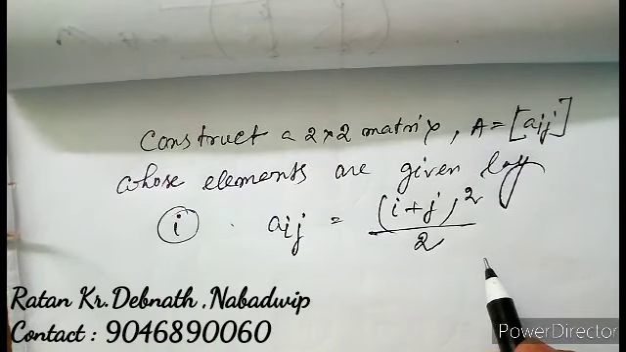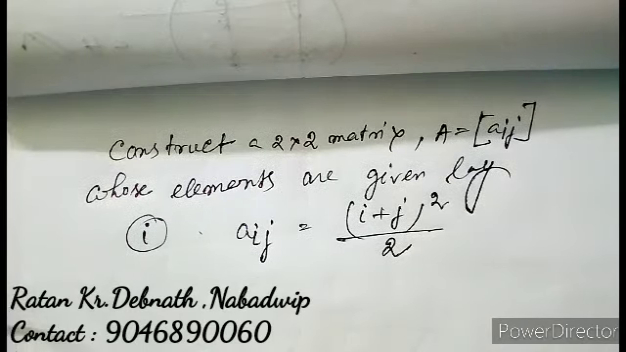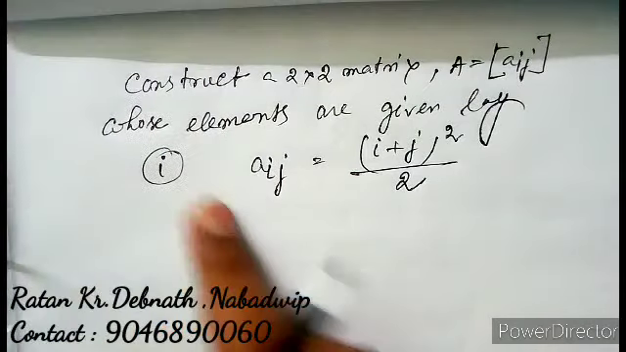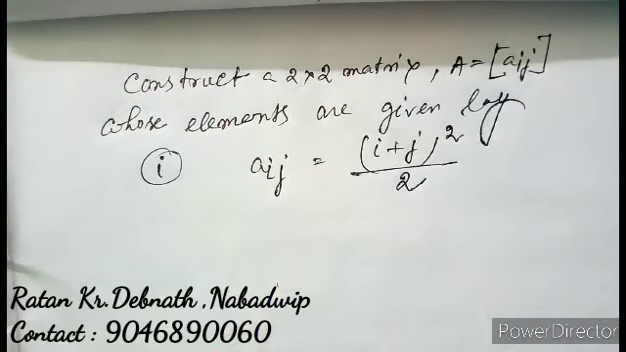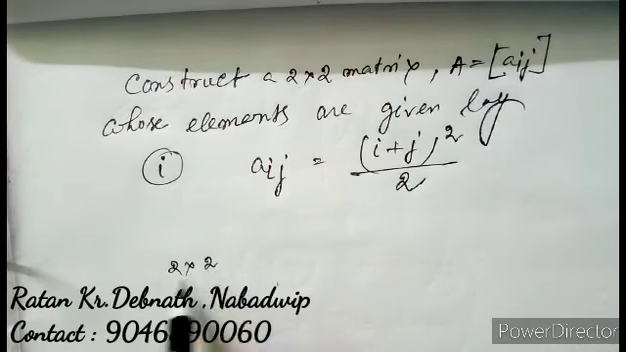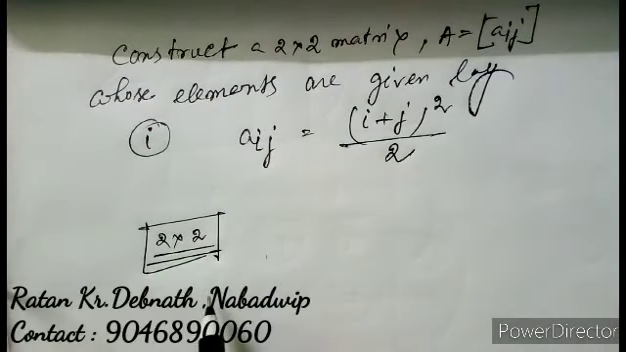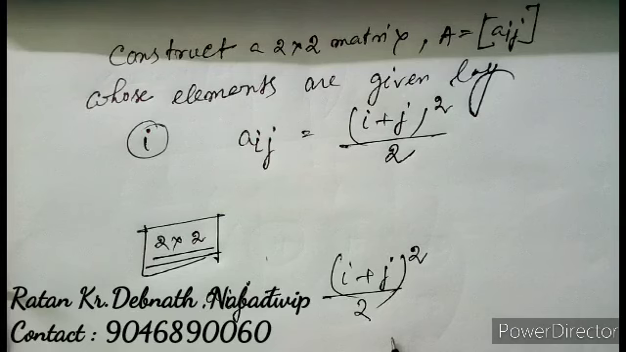Actually there are three sums given, but I am solving just one to make you understand. You do the remaining two sums yourself. How to solve it? You have to construct a 2 cross 2 matrix where Aij is defined by this. As the matrix is 2 cross 2, the number of elements are 4. So Aij equals I plus j whole square by 2.